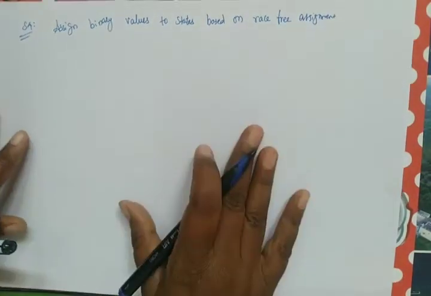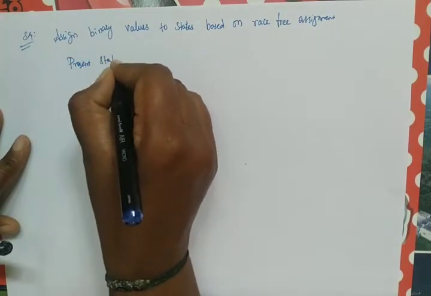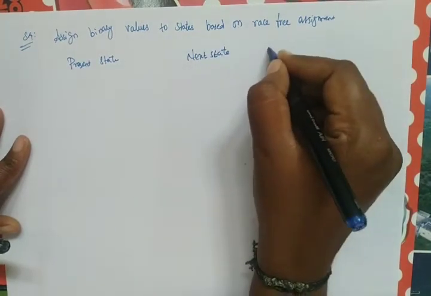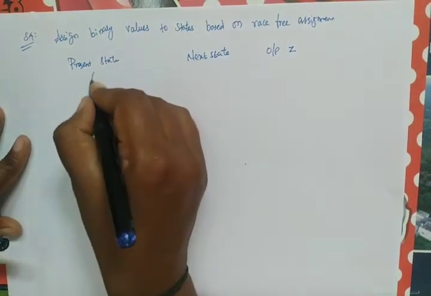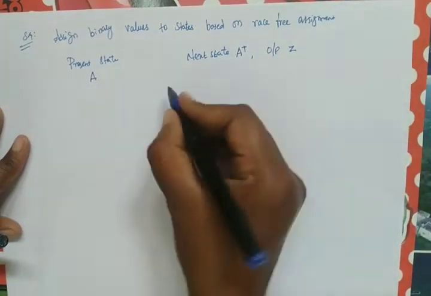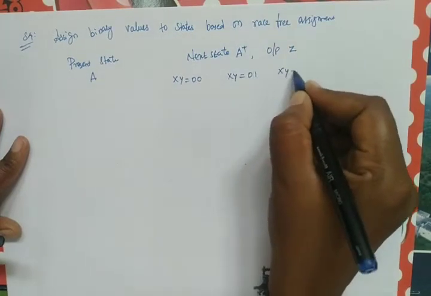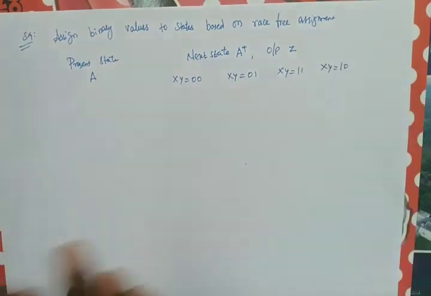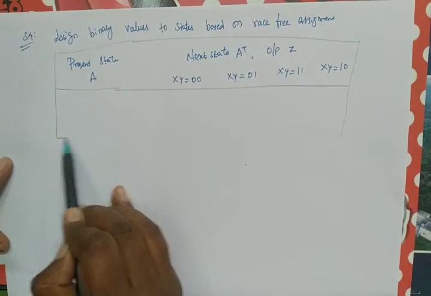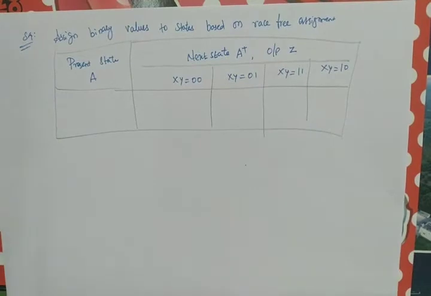How can we assign the values? We can take this again: present state, next state, then output Z. Let us take present state as A, next state as A plus, and output Z. And what are the next states? We know xy is equal to 00, xy is equal to 01, xy is equal to 11, and xy is equal to 10. So this is the binary assignment. So we are going to assign values. Now let us take A.